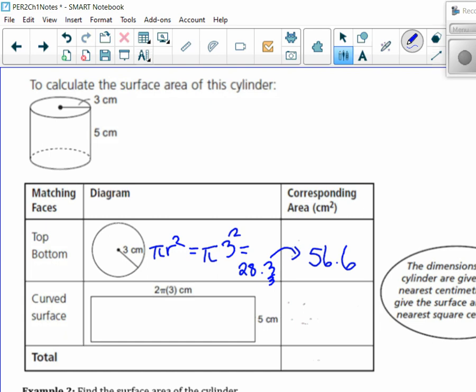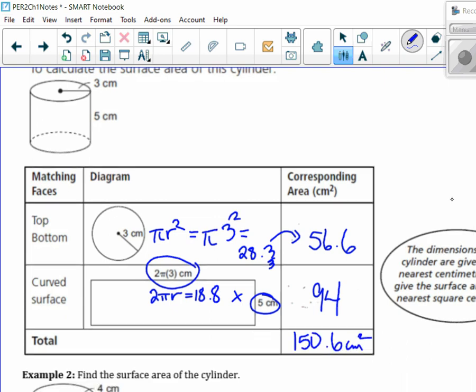So for the rectangle, we have the circumference, which is right here, which is, again, 2 times pi times r, which is 2 times pi times 3. I usually calculate that first, and I get 18.8. So then I know the actual length of the rectangle. And then, of course, the rectangle is just going to be 18.8 times the width here, which is 5. And then I get 94. Add them up, and I get 150.6 square centimeters.